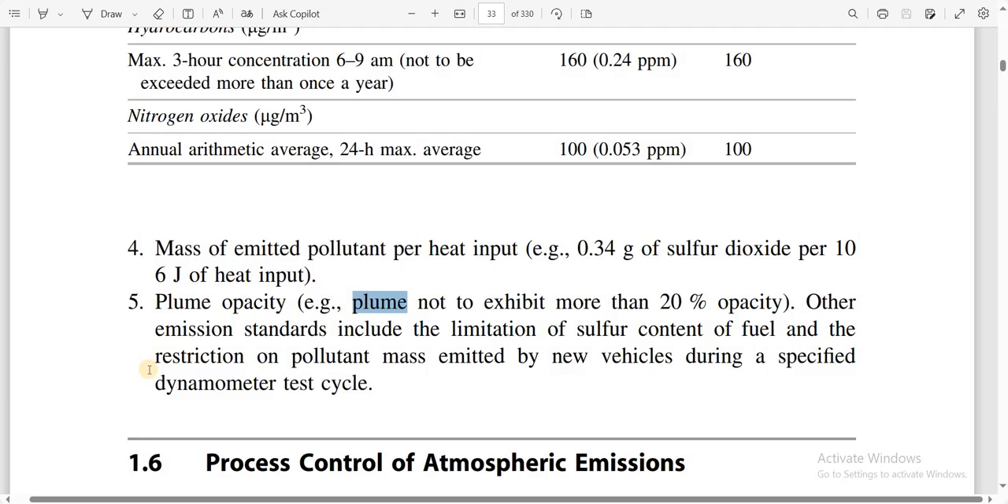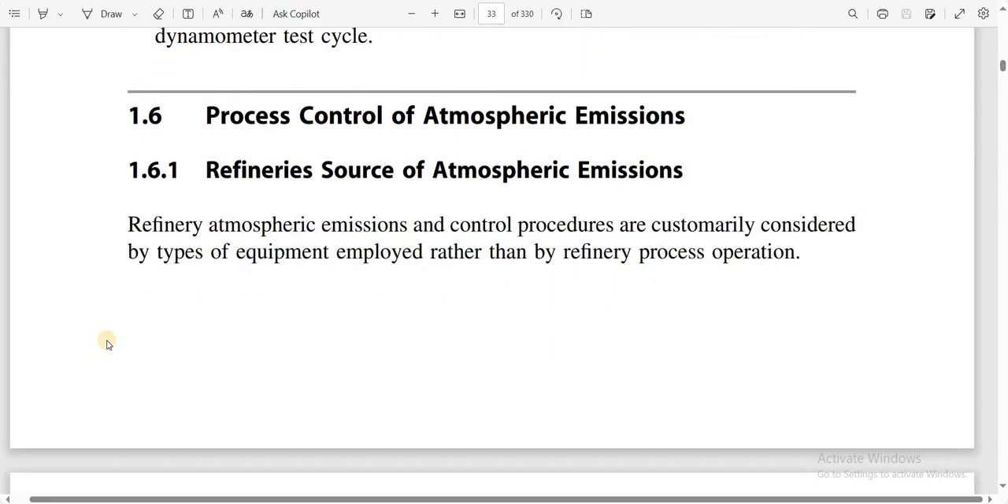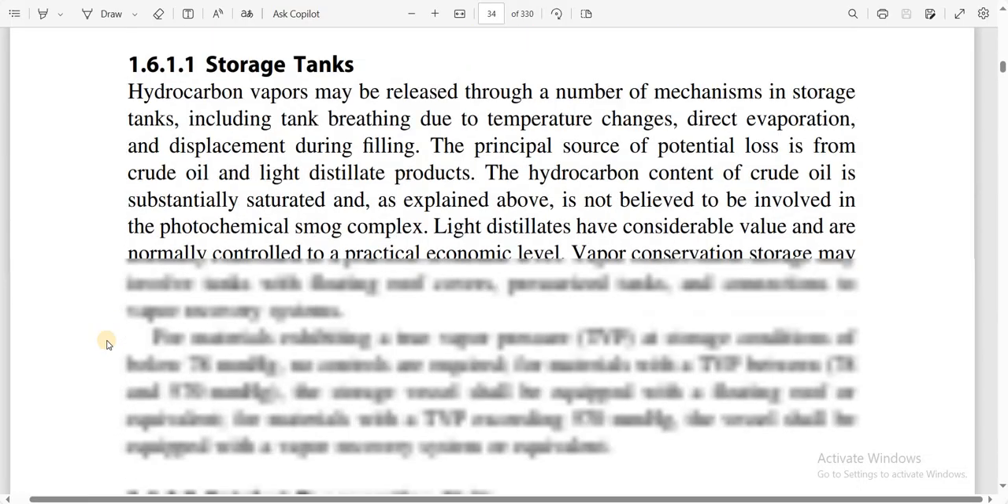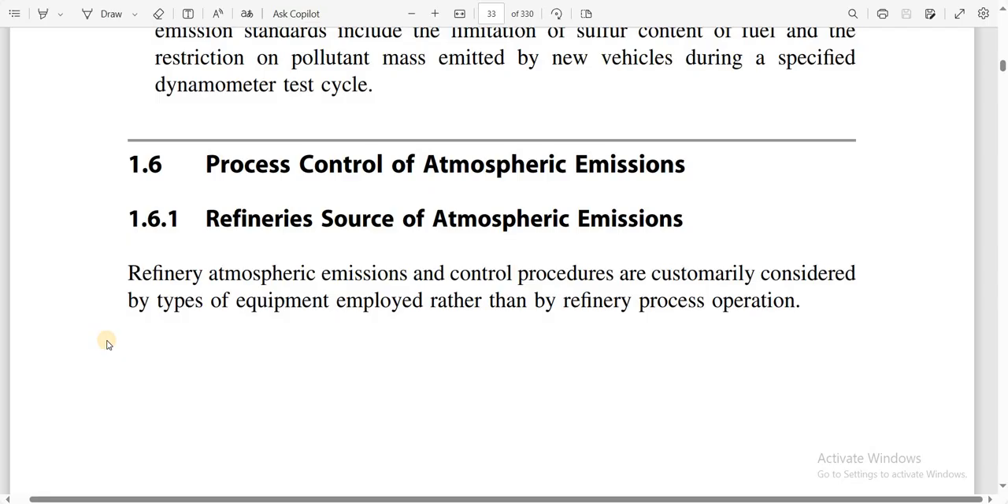Other emission standards include the limitation of sulfur content of fuel and restriction on pollutant mass emitted by new vehicles during a specific dynamometer test cycle. Our next topic is process control of atmospheric emission, and this we can do in another class.